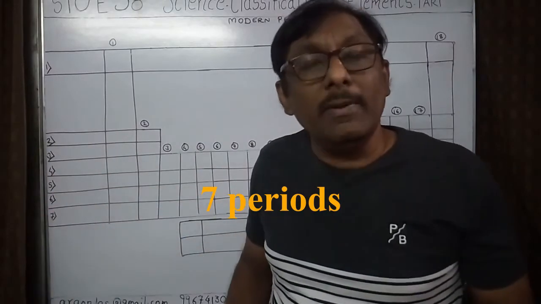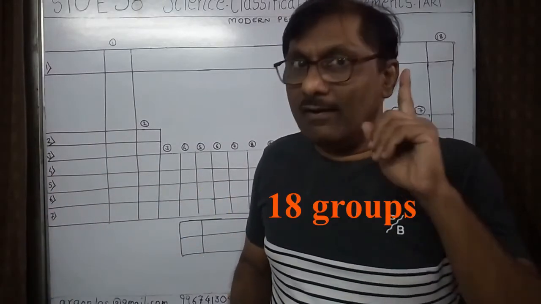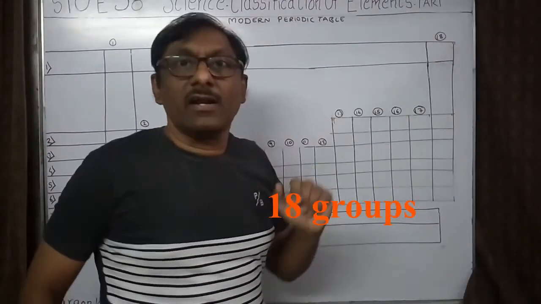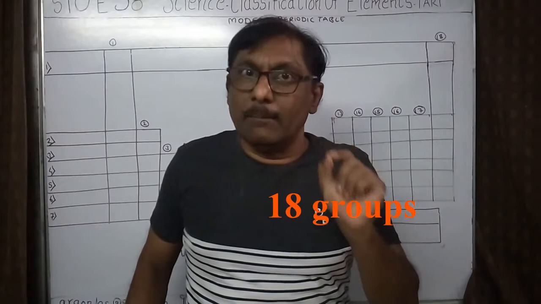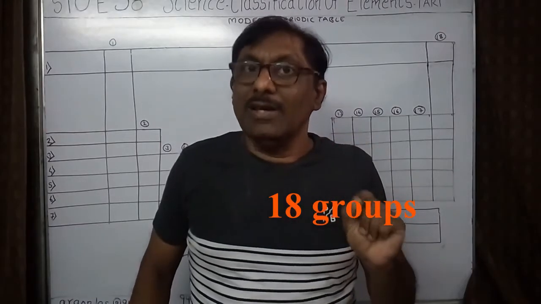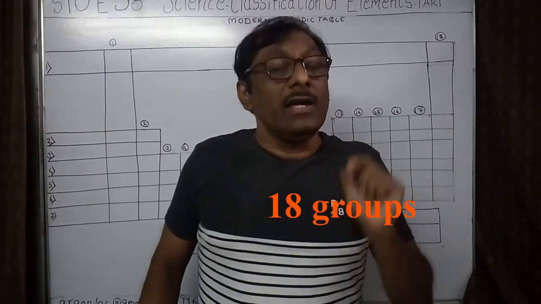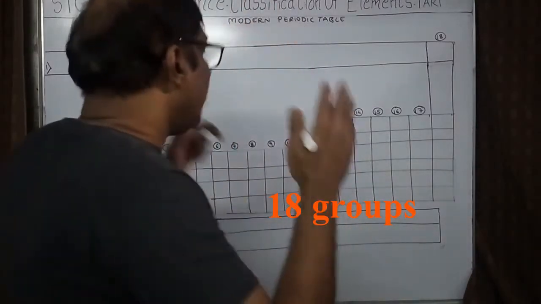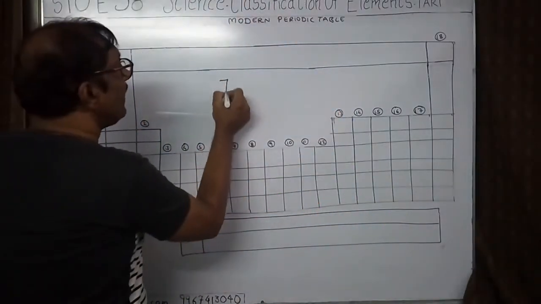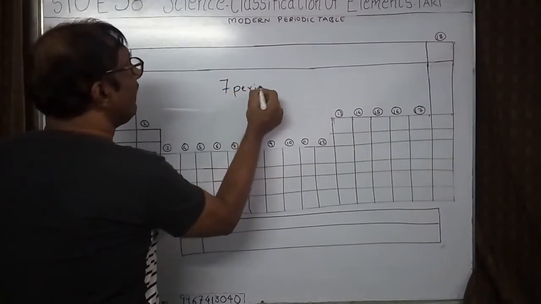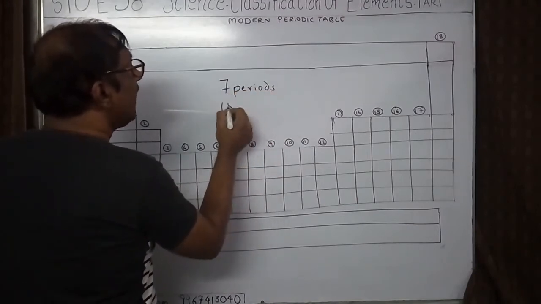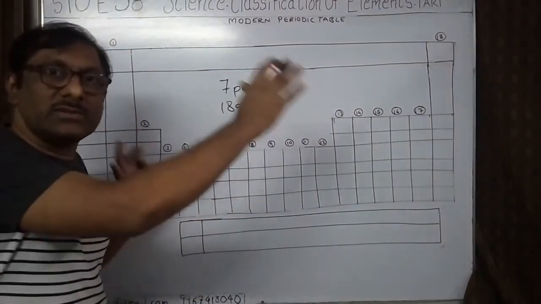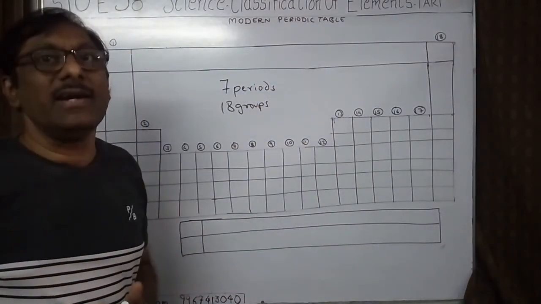And how many columns are there? There are 18 columns, 1 to 18, all numbered sequentially. And each column is called a group. So, in short, there are 7 periods. Remember this very well: 7 periods and 18 groups. And this forms the whole modern periodic table.